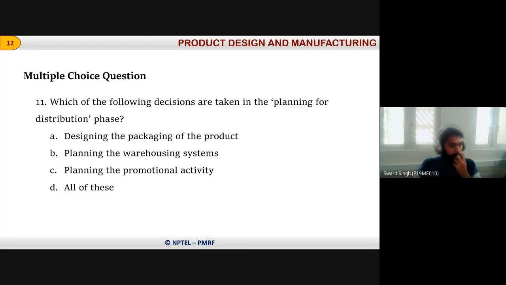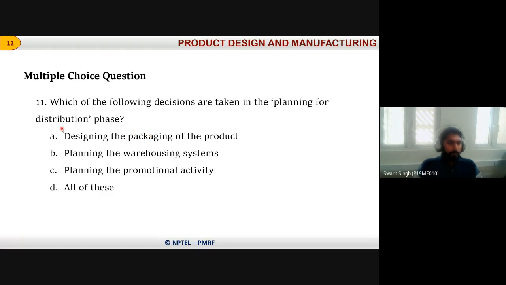Okay, so D. We are getting answer D. One answer we have got is B, planning the warehousing system. Yes, so in planning for distribution, what are the things required?